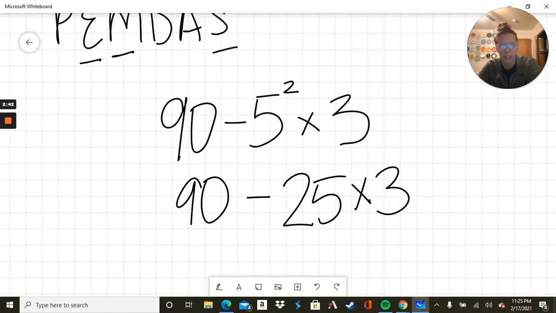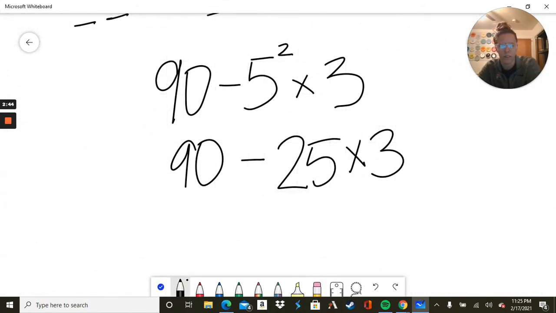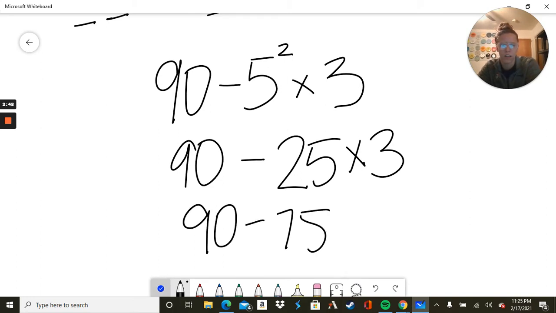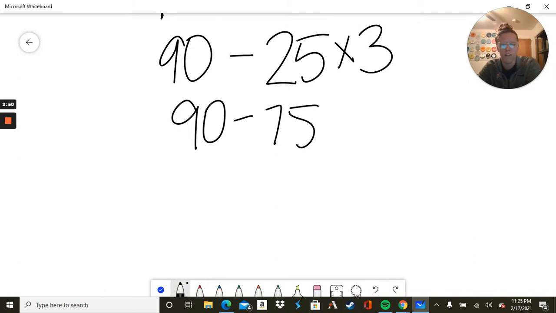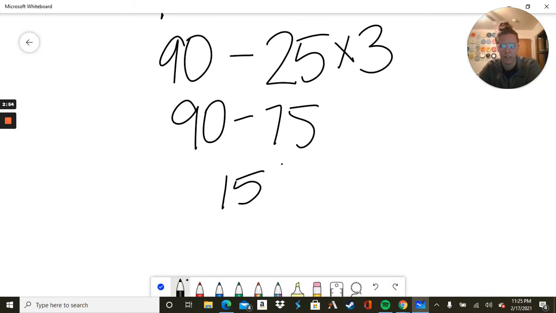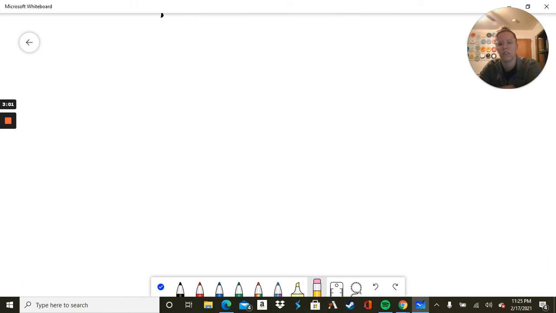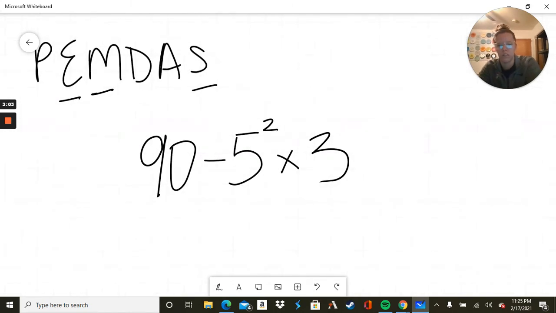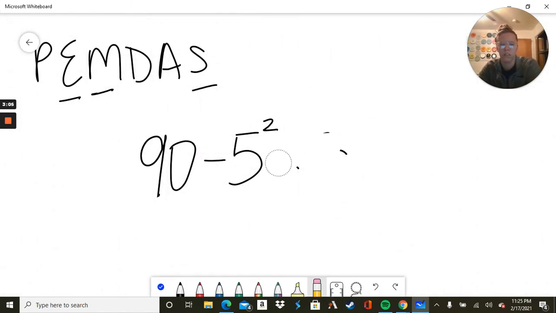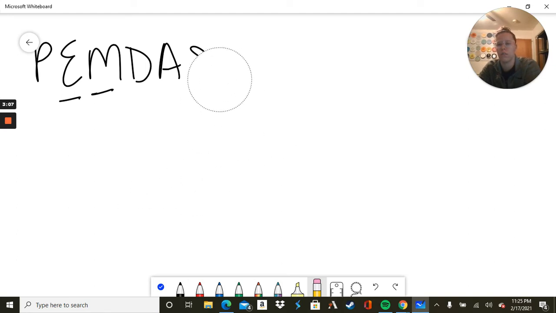Okay, next, multiplication. 25 times 3 is 75. Okay, now finally we subtract. 90 minus 75 is going to be 15. All right, next. Bear with me. Oops, didn't mean to erase all that. While I erase, okay.